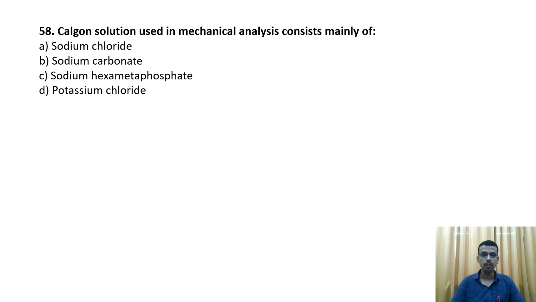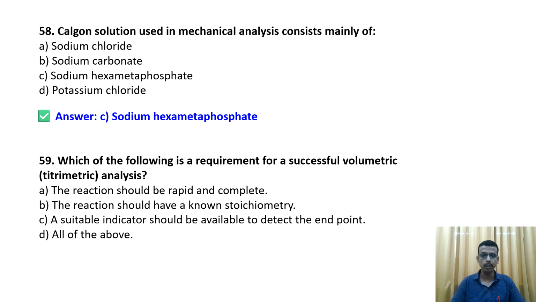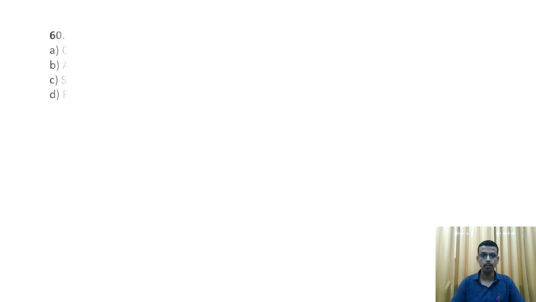Calgon consists of mainly sodium hexametaphosphate, already I discussed. Which of the following is a requirement for a successful volumetric analysis? This also was discussed: the reaction should be rapid, should have known stoichiometry, and suitable indicators should be there. Okay, so all of the above.